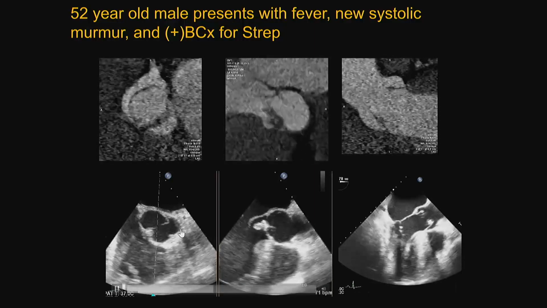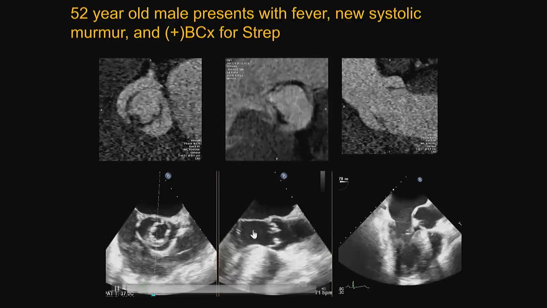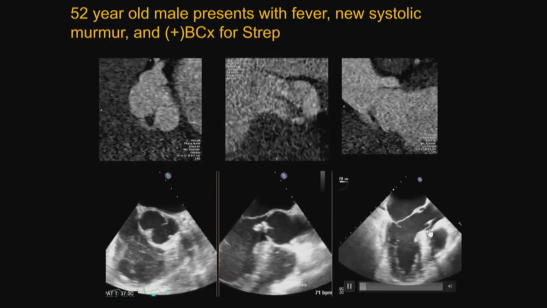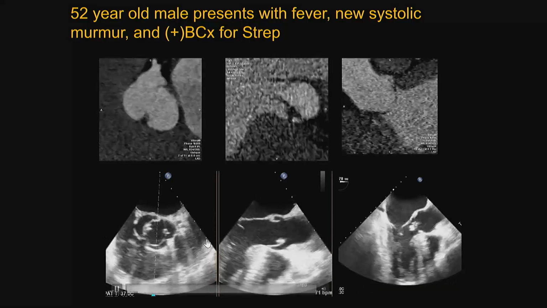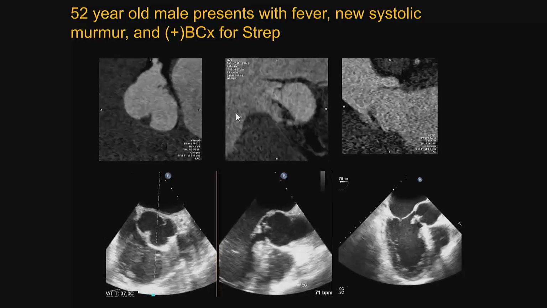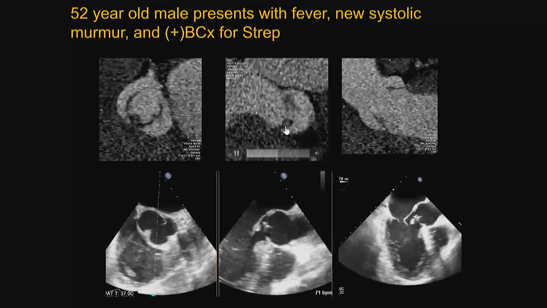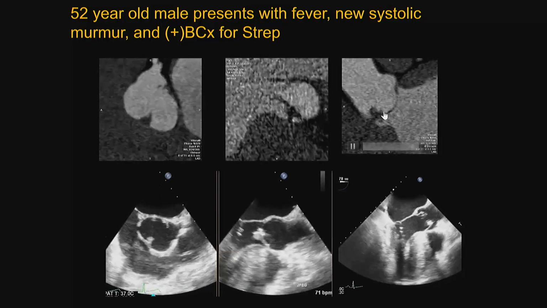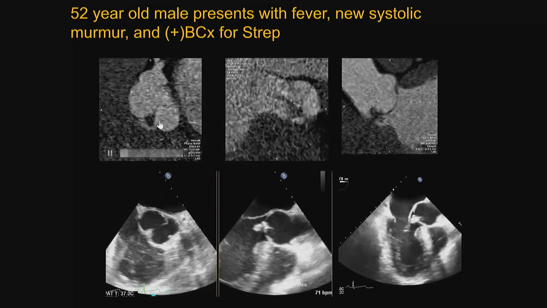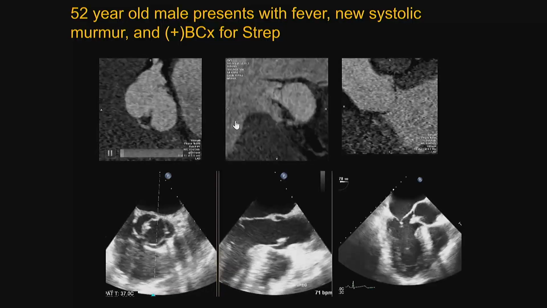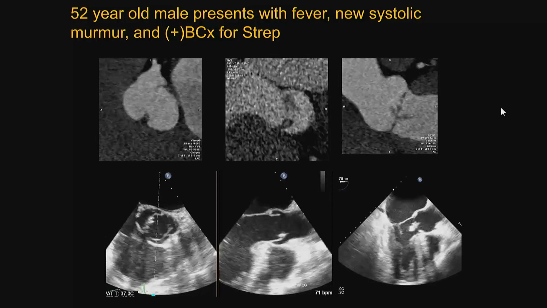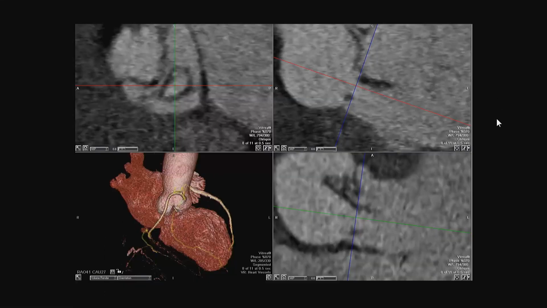Certainly TEE has a higher resolution for some of these lesions, but in a patient who cannot undergo a TEE, or sometimes if there's inconclusive findings after a TEE, CT may be useful for evaluating endocarditis. And CT is useful here not just for showing vegetations, which at least in one study the accuracy of vegetations was very high when compared to TEE, but CT can show other abnormalities in the valves.